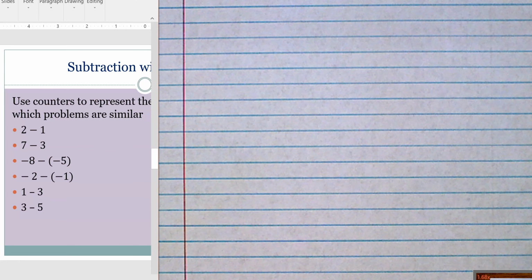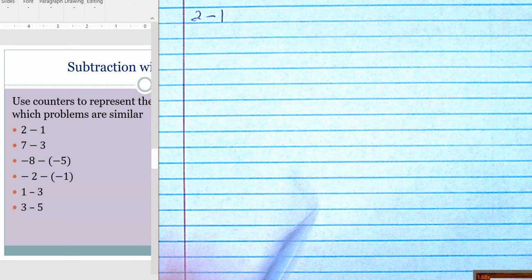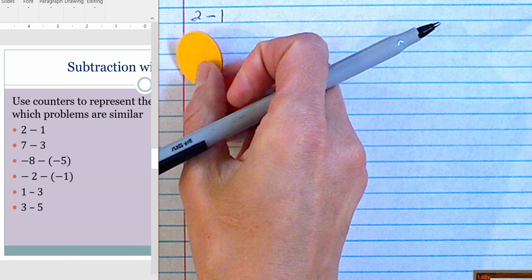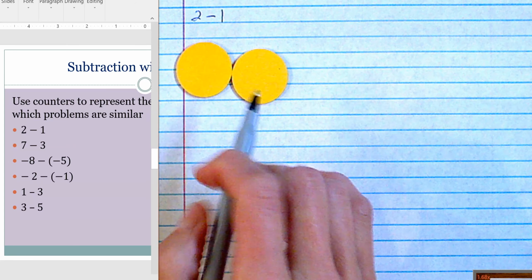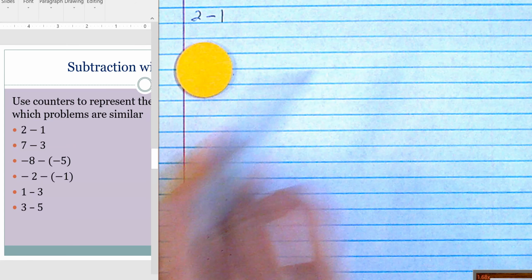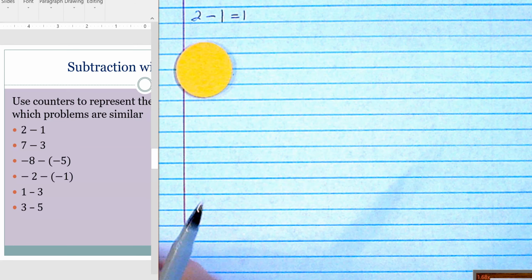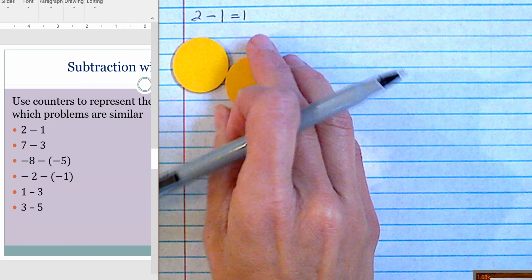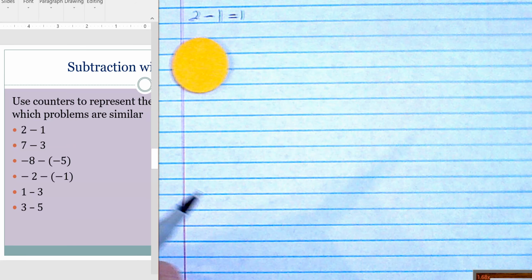Integer subtraction. Let's take a look at 2 minus 1, a familiar problem. We're going to start off with 2 tokens, and we need to take 1 away. The answer is 1. Since we started off with 2 positive tokens and we needed to take 1 away, it's a very simple subtraction problem.